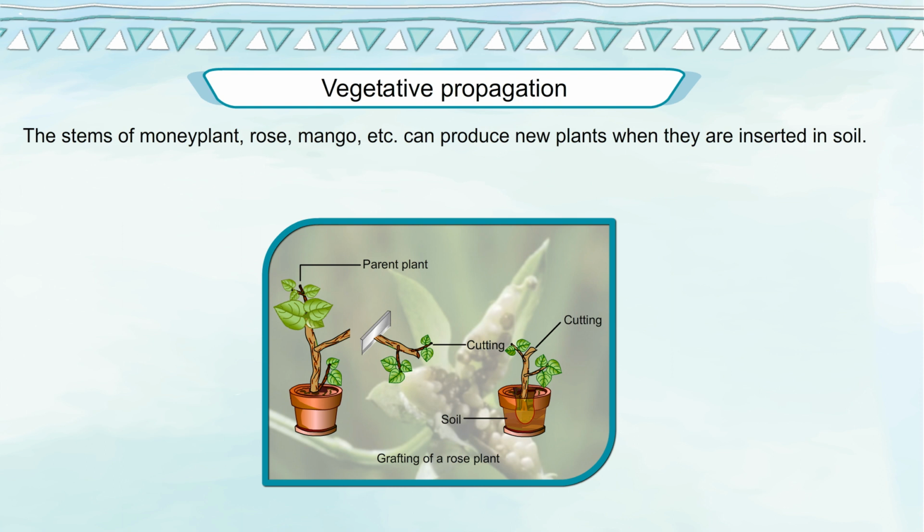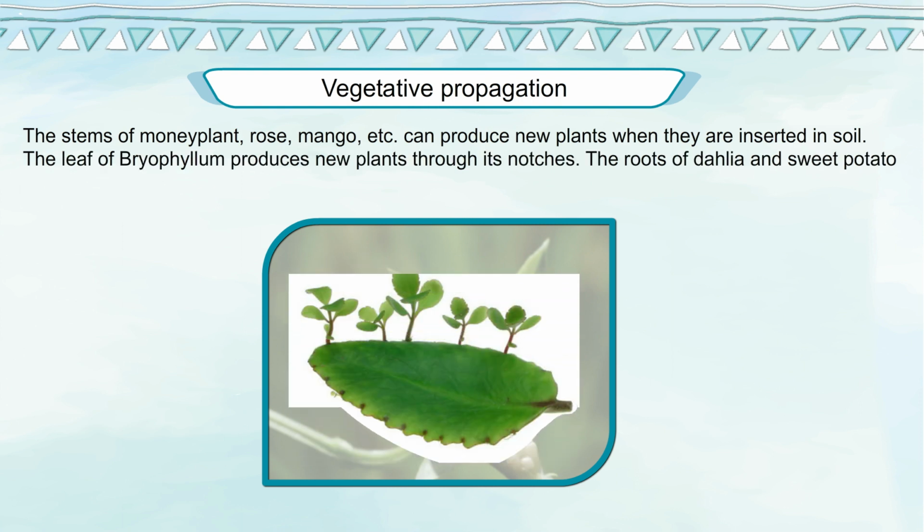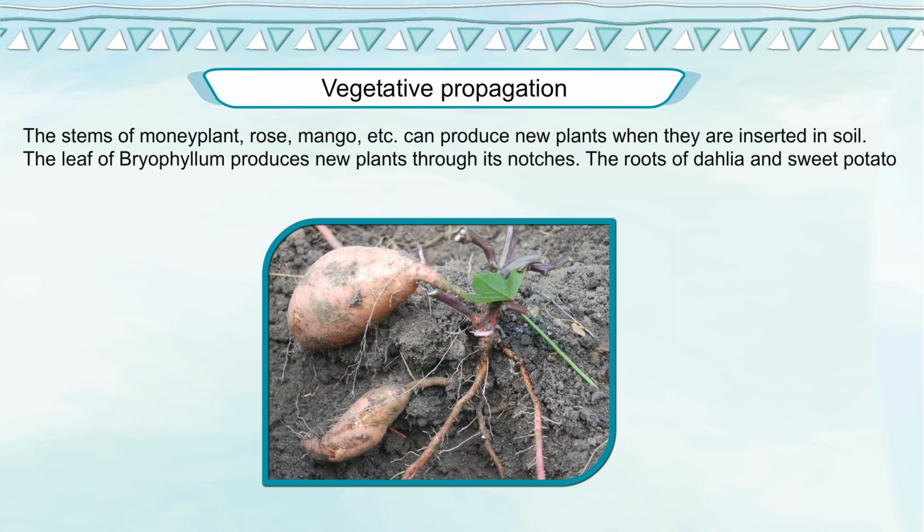The stems of money plant, rose, mango, etc. can produce new plants when they are inserted in soil. The leaf of bryophyllum produces new plants through its notches. The roots of dahlia and sweet potato can give rise to new plants.